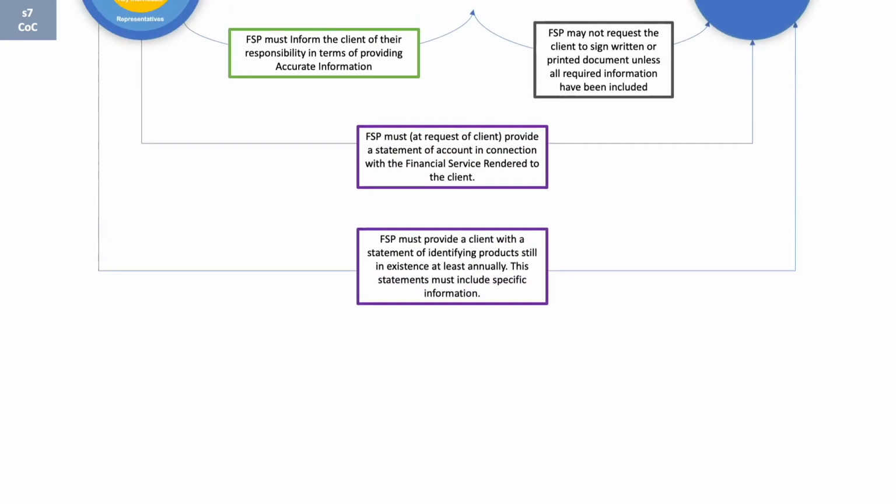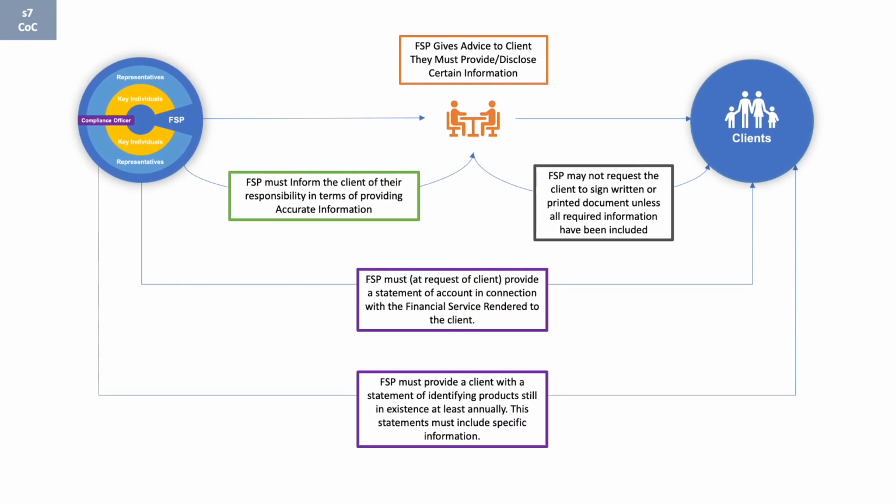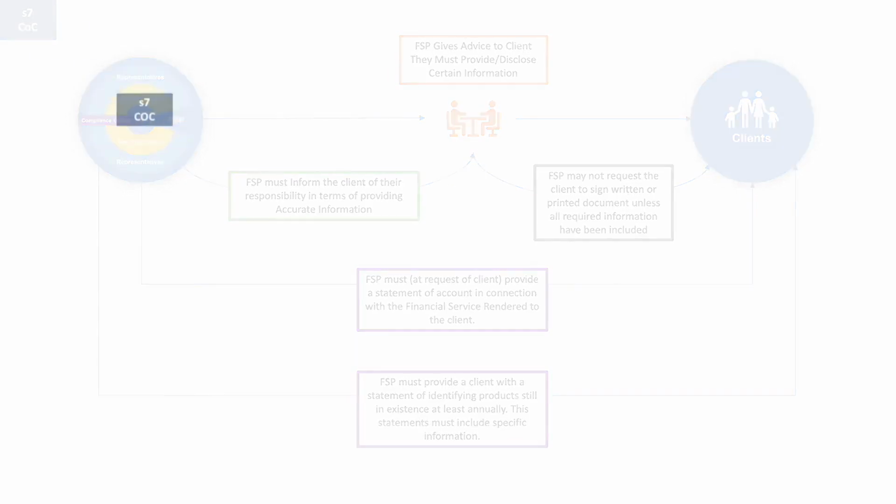We have now covered all of Section 7, dealing with the information that the FSP must provide the client with regards to the rendering of the financial service. Note that this section is long with a lot of details, so make sure you go through it and understand all the requirements laid out.